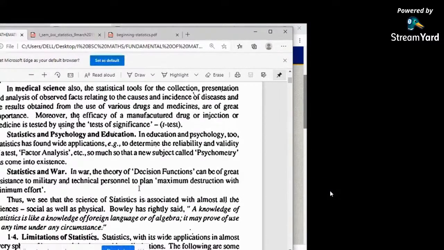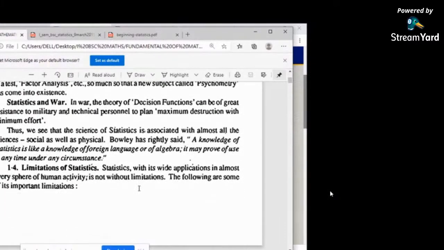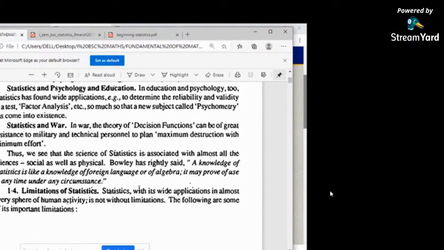And there is also a relationship between statistics and war. During the time of World War, decision functions can be of great assistance to military and technical persons to plan maximum destruction with minimum effort. So that type of importance is given to statistics.